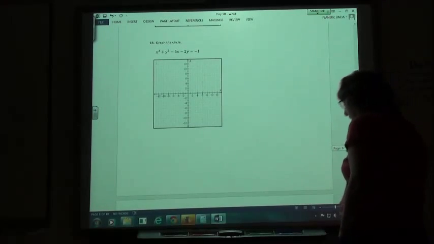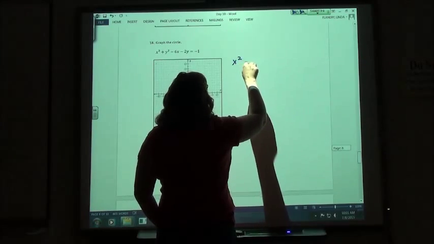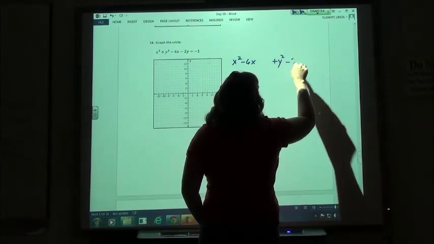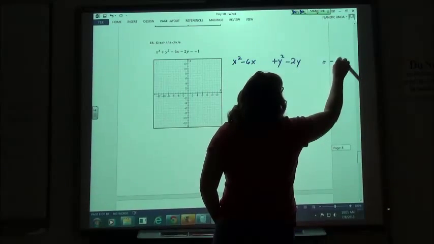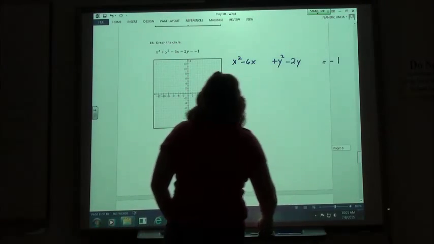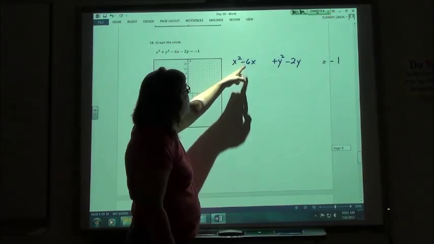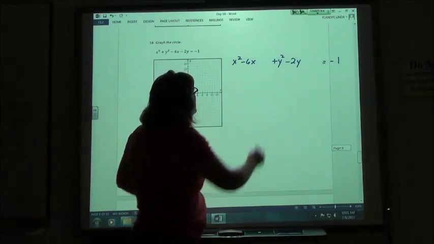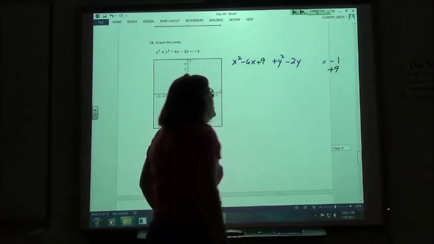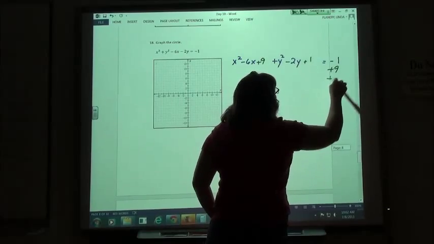Number 18 then, same kind of thing. I have x squared minus 6x plus y squared minus 2y, and they've already moved the negative 1 to the other side. So I'm now going to do my completing the square. Half of negative 6 would be negative 3. Negative 3 squared is 9. Half of negative 2 is negative 1, and negative 1 squared is 1.